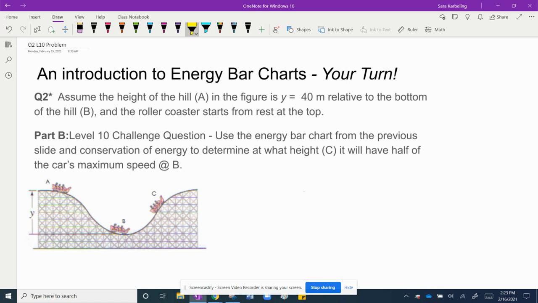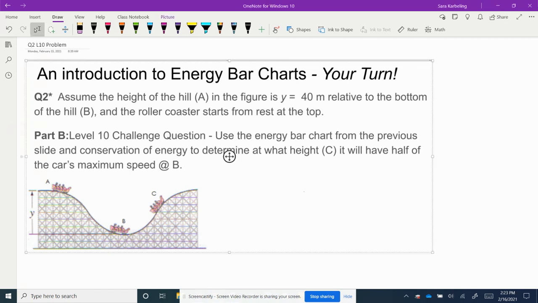So part B, the question says, use the energy bar charts from the previous slide and the conservation of energy concept to determine the height of C, where it will have half of the car's maximum speed at B. Okay, so there's kind of a lot to unpack there. So let's go ahead and take a look at what is going on.